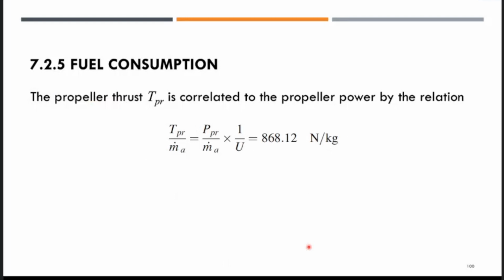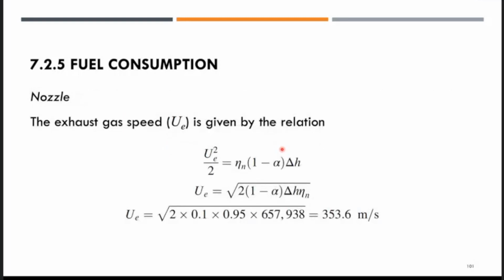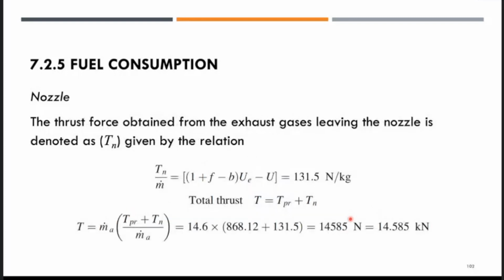The propeller thrust is correlated to the propeller power by the relation. So you already got the value for the propeller specific power. You know the velocity of the aircraft, then you can get the specific propeller thrust to become 868.12 Newton per kilogram. Okay, moving into the nozzle part, the last part, the exhaust gas speed UE can be obtained by the following relation. So you get a UE equal to 353.6 meter per second.